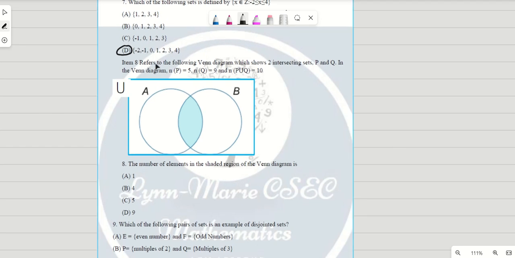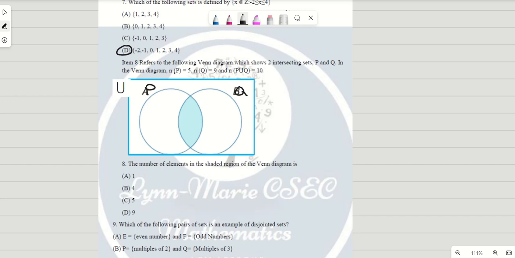Item 8 refers to the following Venn diagram, which shows two intersecting sets, P and Q. In the Venn diagram, that's P and that's Q, right? The number of elements of P is 5, the number of elements of Q is 9, and the union of P and Q is 10.